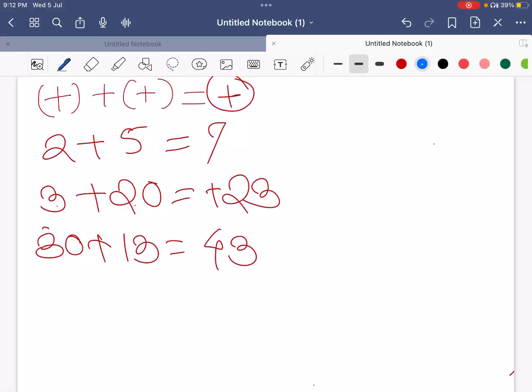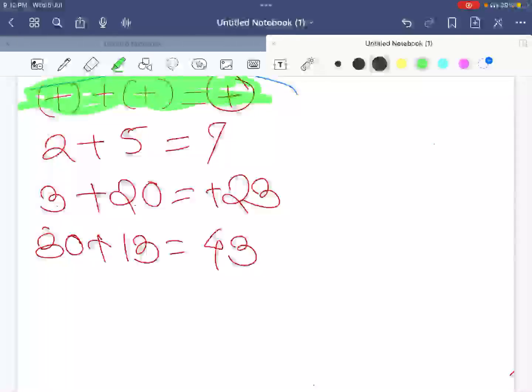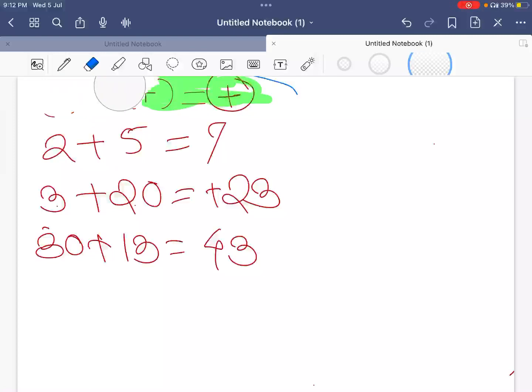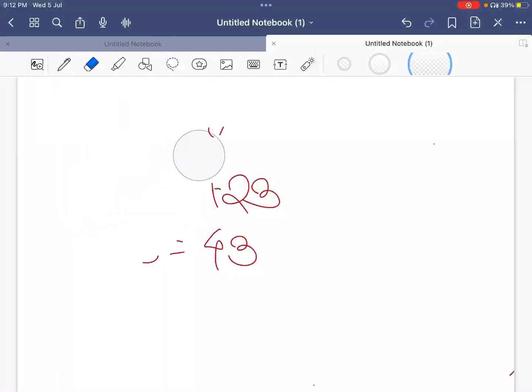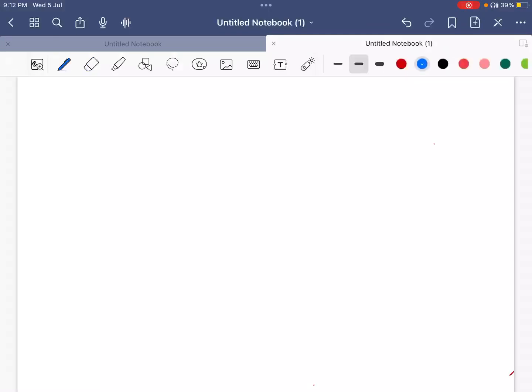So likewise, we have to apply this formula. Which one? Plus plus, your answer is plus. And we have to solve this question. Let's move to the second one. So what is our second step? Right now we talked about both the numbers being positive, and if you add these two numbers, your answer is also positive.